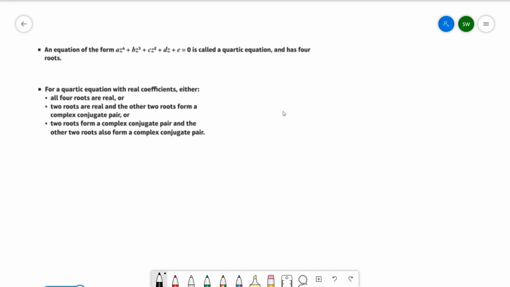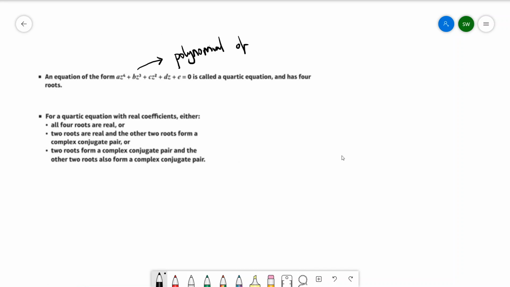So far we've looked at the roots of quadratics and cubics. Now we're going to look at the roots of what's called a quartic. A quartic is a polynomial where the highest power of the variable is 4. So we've got a z to the power of 4, z to the power of 3, z squared, a z and a constant term.